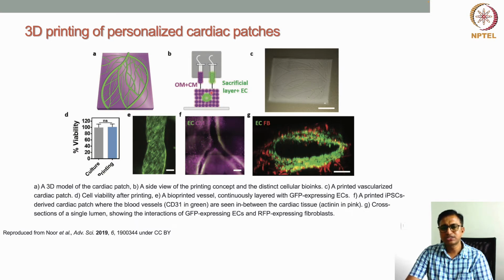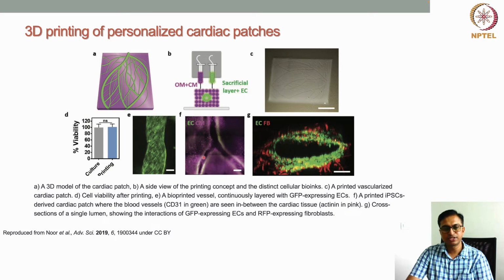the printing process doesn't induce any cell toxicity, and a bioprinted vessel can be clearly visible here, continuously layered with endothelial cells. The green color is because of the GFP, and the endothelial cells can be clearly seen. They have fully populated the vascular channel from the luminal side, and you can see clearly blood vessels here. And then here is the cross section of the printed iPSC-derived cardiac patch, where the blood vessels can be clearly seen.